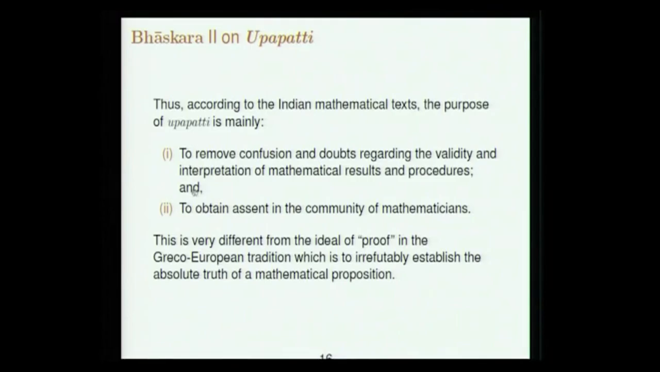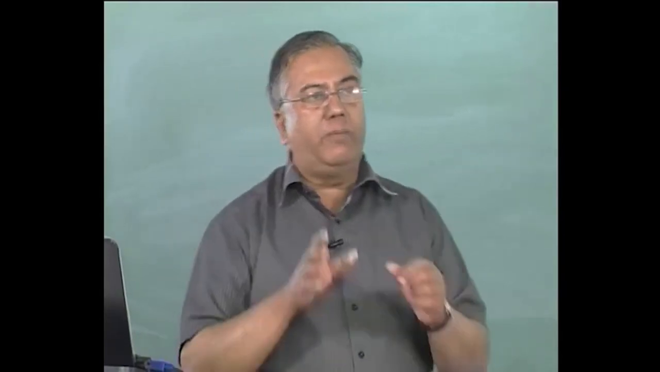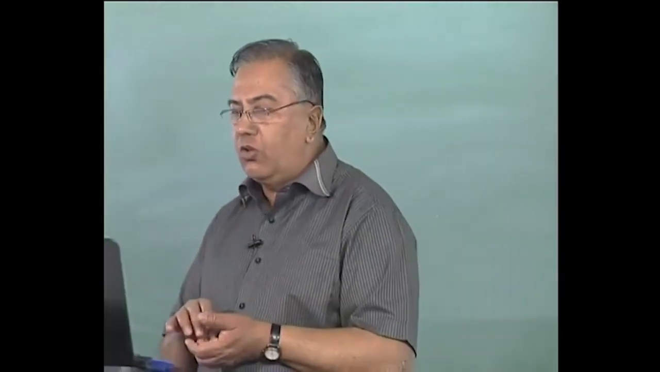Upapattis are important, they need to be given, and the main purpose is to see that the rest of the mathematicians accept the argument that you have given. So, the result becomes a valid result in the community of mathematicians, and it will enable you to be free of doubts about how to perform the particular operation, result or procedure. So, a proof will enable that also. Without the proof, there may be so many confusions about what the original rule means.